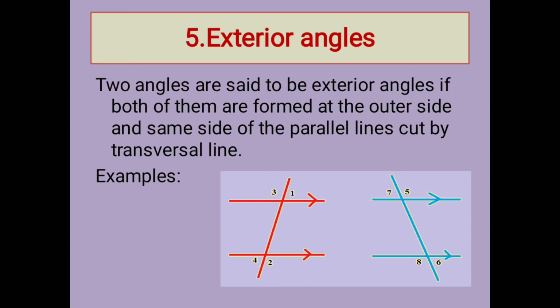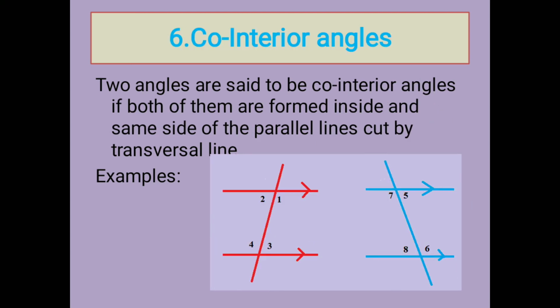Let me tell you about their properties. When exterior angles are added, the sum will be 180 degrees. That means this angle plus this angle will be equal to 180 degrees. Similarly, the angle at the 7th position and the angle at the 8th position, when we add them, will also be 180 degrees. That is similar with 1 and 2, 180 degrees. When we add the angle at the third position and the angle at the fourth position, that will also be 180 degrees.